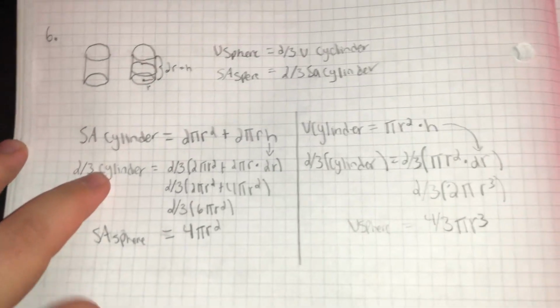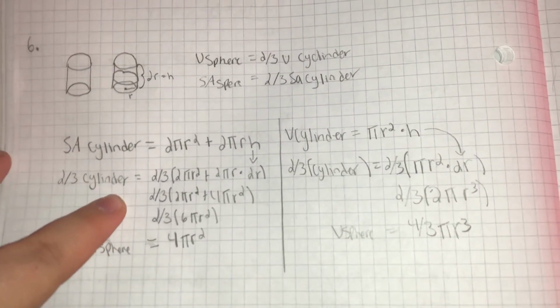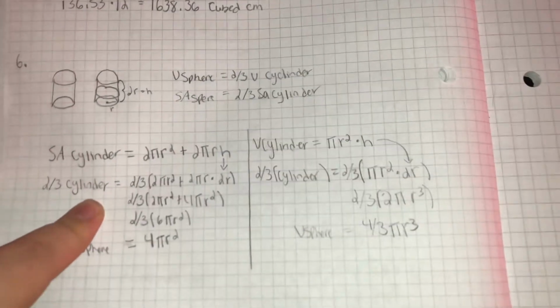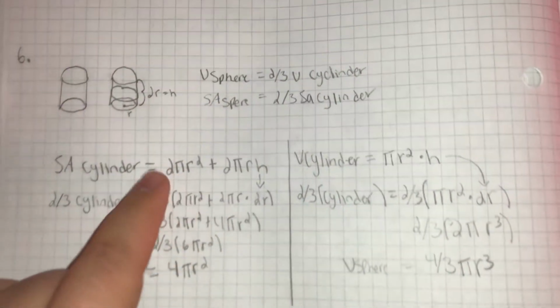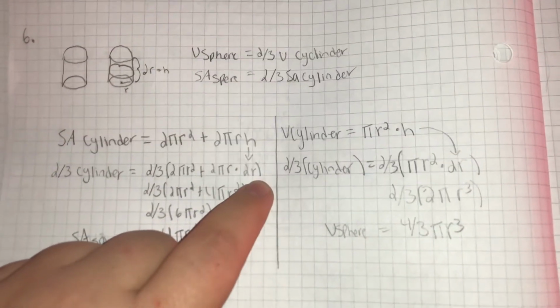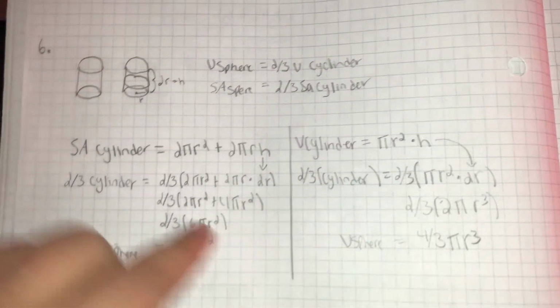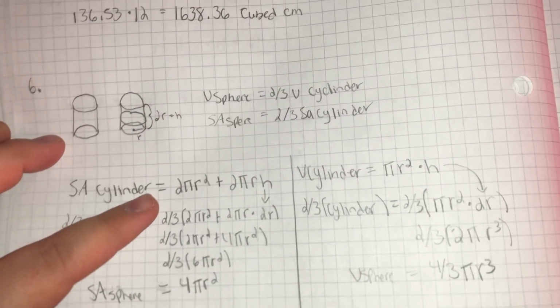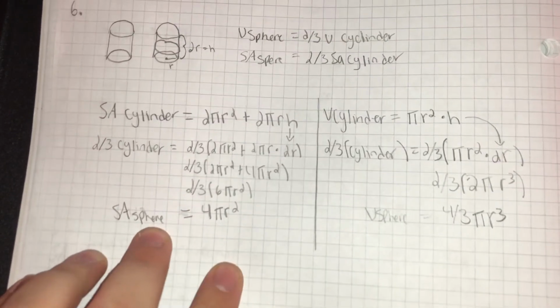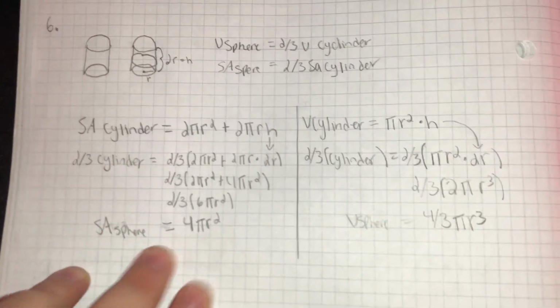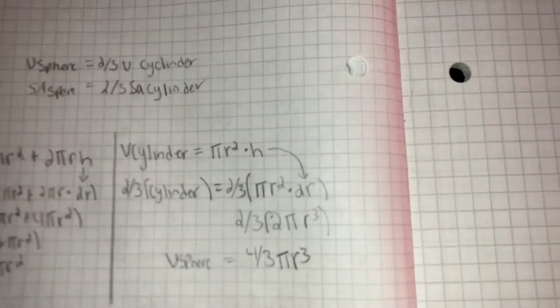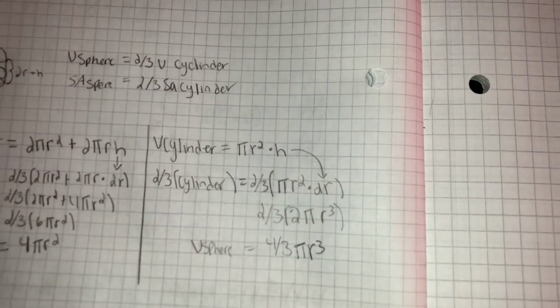So I needed 2/3 of that because that's how I was going to find the surface area of a sphere. So I multiplied that equation by 2/3, and I plugged 2r in for my height, and then I just did some simplification, and I got my surface area for a sphere to be 4 pi r squared.